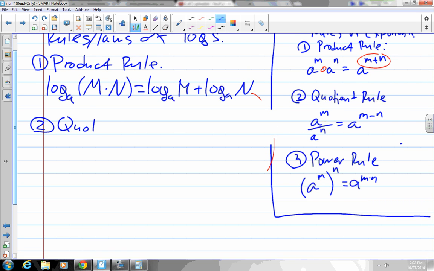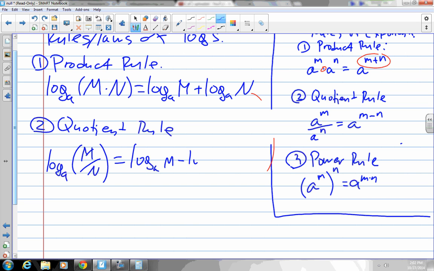The quotient rule. Well, what do you do with exponents when you divide? Subtract. So if you have a logarithm of a quotient, that becomes a difference of logarithms. So this becomes log base a of m minus log base a of n. How's that? Again, I can prove it in a similar way. I'm not going to. This is really similar to the quotient rule for the exponents. When we divide, we subtract exponents.